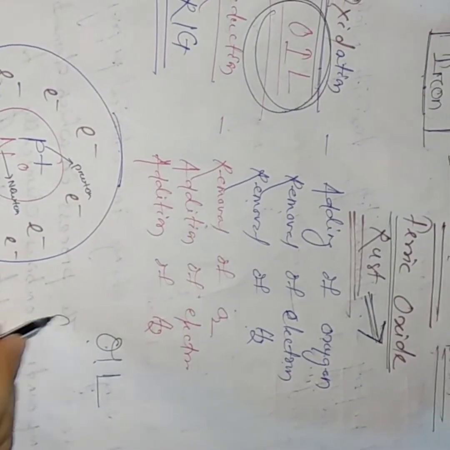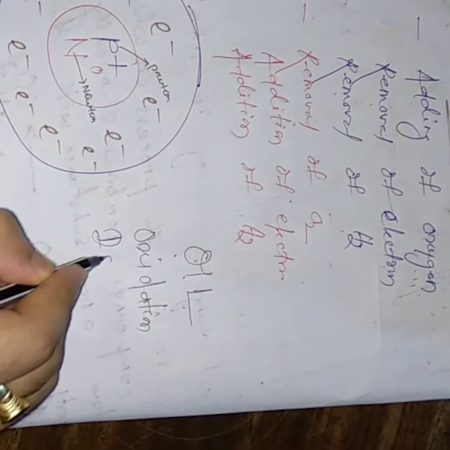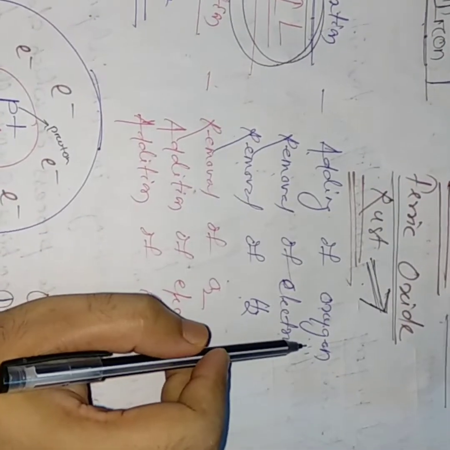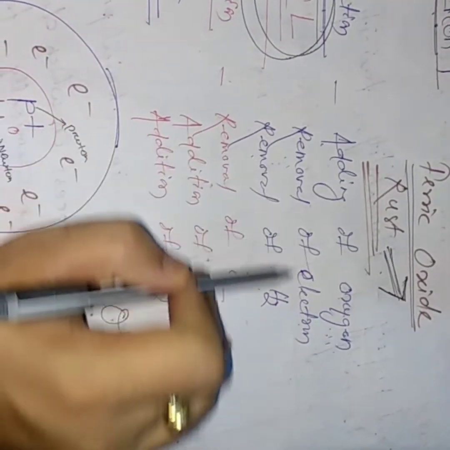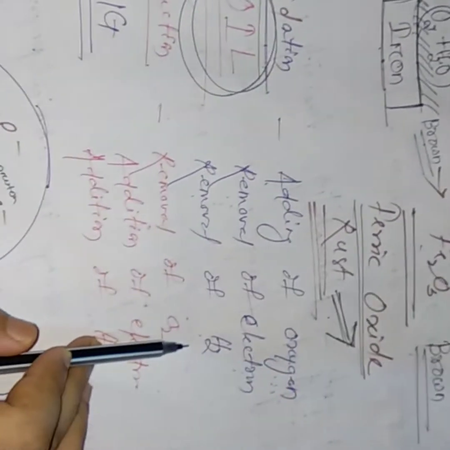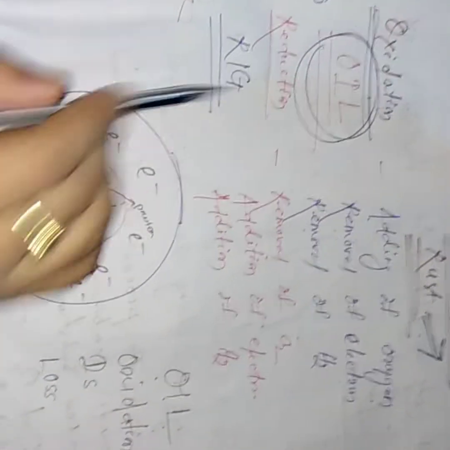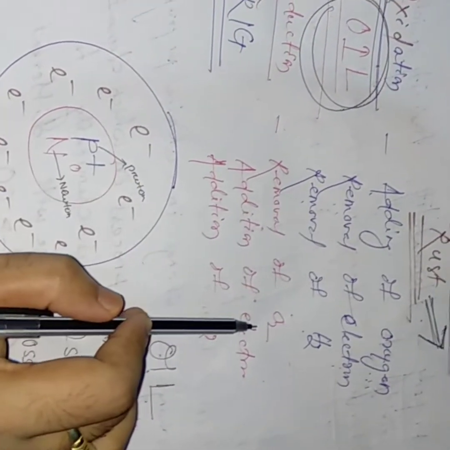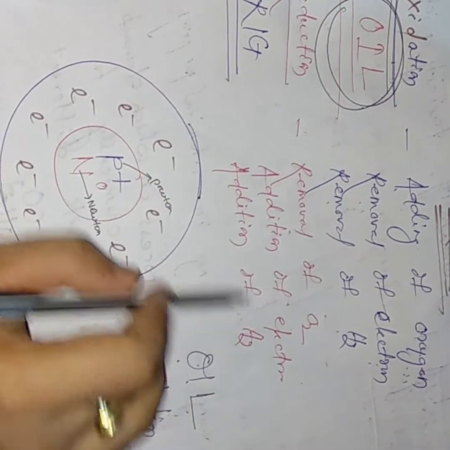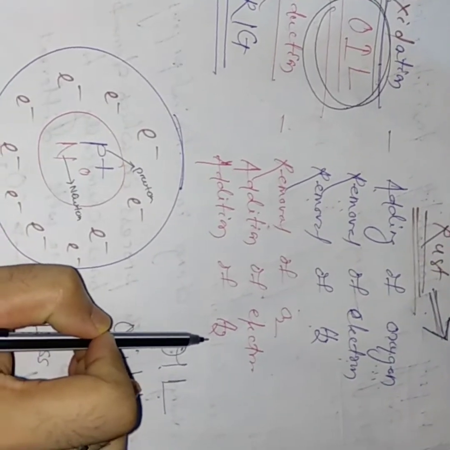Oxidation is loss. Clear? So addition of oxygen to the reactant is known as oxidation. Removal of electrons is also known as oxidation. Removal of hydrogen is also known as oxidation. Then come to reduction. Same way, removal of oxygen is known as reduction. Addition of electrons is known as reduction. And addition of hydrogen is known as reduction.